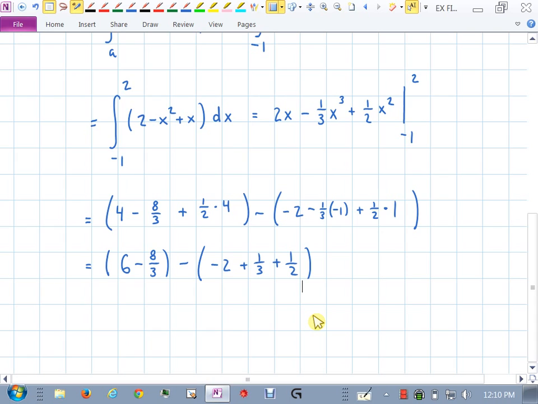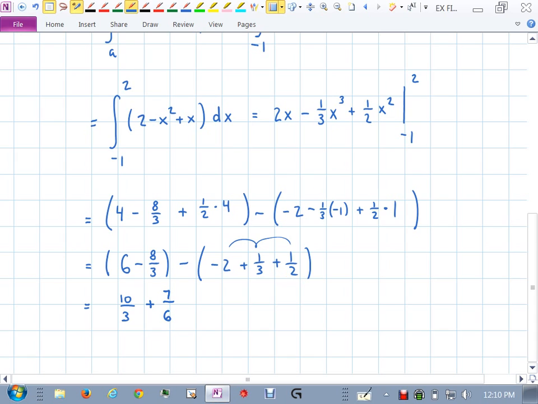And then you have to put everything together, get common denominators, and because we want our answer as an exact answer, we don't want to approximate anything here. I can rewrite 6 as 18 thirds and then subtract 8 thirds. That'll give me 10 thirds. Let's put all this together. I need to get a common denominator maybe of 6 here. So this will be negative 12 over 6. So negative 12, 2 is negative 10. Add 3. Negative 7. Negative 7/6. Then add it to positive 7/6.